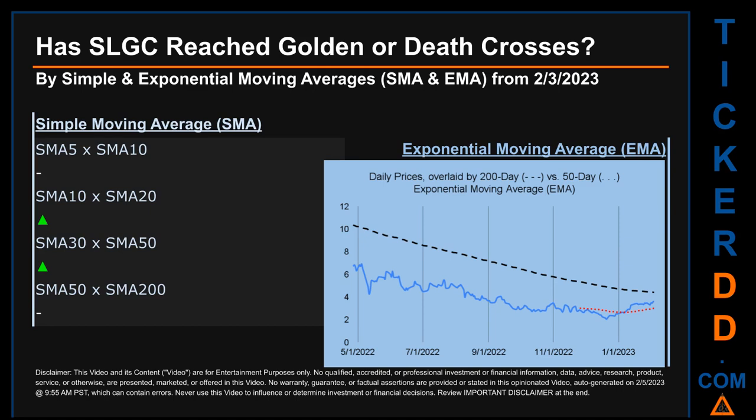Has the 50-day EMA line, which is in red, crossed above or crossed below the 200-day EMA line, which is in black? If no crossing can be seen, then no signal could be had. The blue line is daily end-of-day prices.